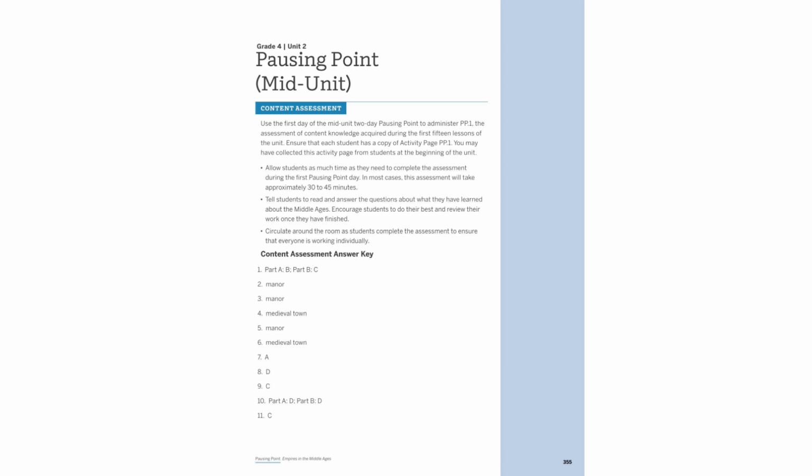reading skills. During the pausing point, students will complete an assessment on the Middle Ages, covering content from the first 15 lessons. This assessment, taking 30 to 45 minutes, allows students to demonstrate their understanding. Ensure students work individually, reviewing their answers upon completion. Key topics include manners, medieval towns, and specific historical details.